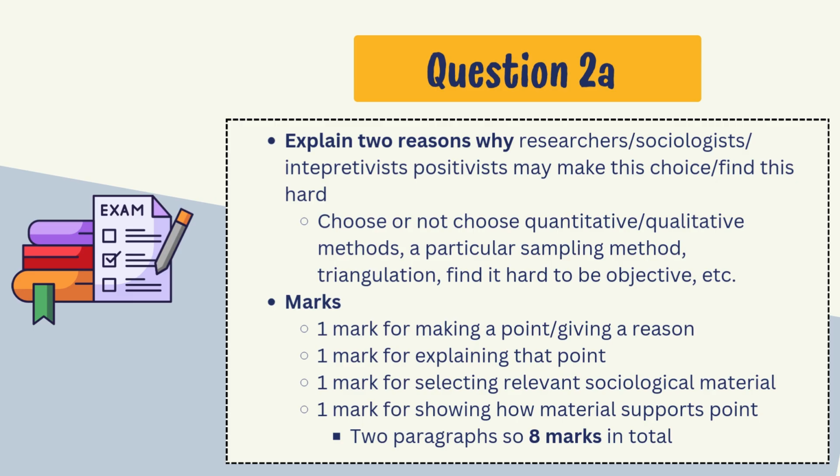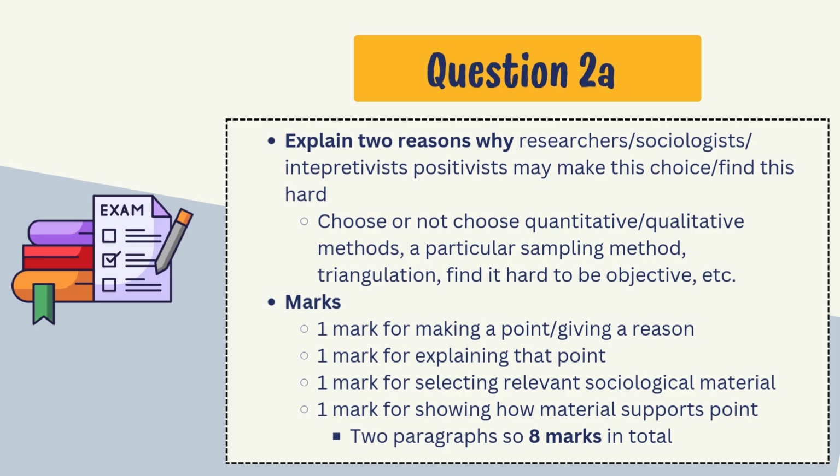Triangulation, and then if the question is "explain 2 reasons why researchers might find this hard", it tends to be finding it hard to be objective. But again, it could be different things. So for this one, you do need to do 2 paragraphs. And again, it's 4 lines per paragraph. So in a way, it's quite similar to the first question. It's just the lines work differently.